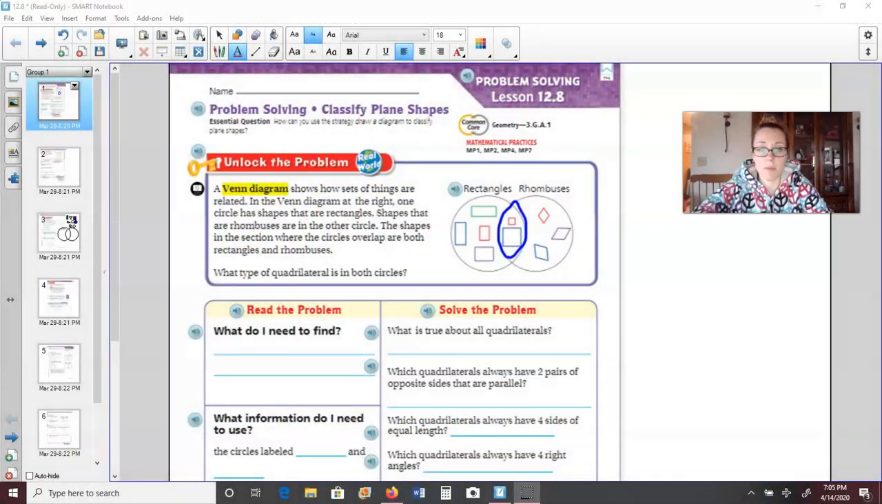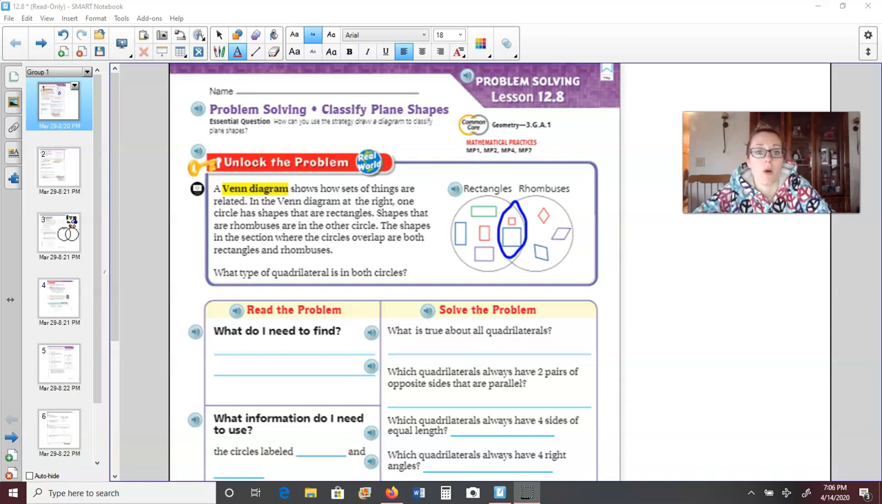So go ahead and grab your book and open up to page 741. All right, so if you look at the unlock the problem, we are going to look at a Venn diagram, and it shows how things are related. In the Venn diagram to the right, one circle has shapes that are rectangles, and the shapes that are rhombuses are in the other circle. And then the shapes in the section where the circles overlap are both rectangles and rhombuses. And it says what type of quadrilateral is in both circles. So we are looking for the specific type of quadrilateral that we see in the middle of both circles.